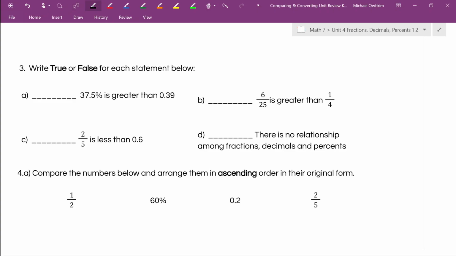We got 37.5% is greater than 0.39. Well, this would be 39%, and I'm pretty sure 39% is going to be bigger than 37%. So let's go ahead and say that this is false.